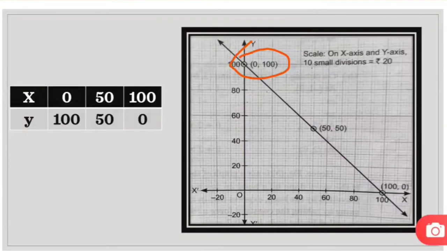Then x 50 and y 50. Here you can see between 40 and 60 we will get 50, and similarly between 40 and 60 on the other axis we get 50. So here is your point 50, 50. And the last pair, that is 100, 0. Again as y is 0, the point will lie on the x-axis. So here it is 100, 0. After plotting the points, we will join them and you can see we get a straight line.